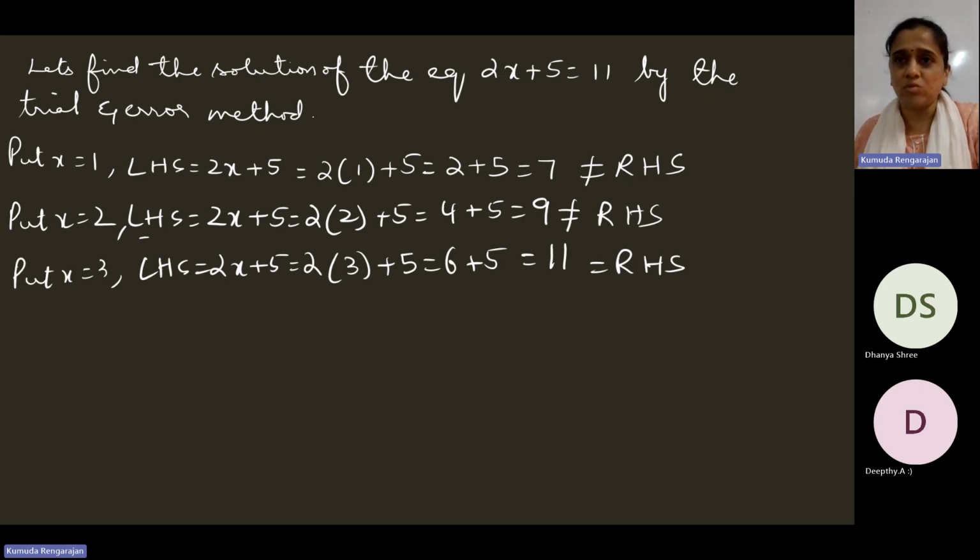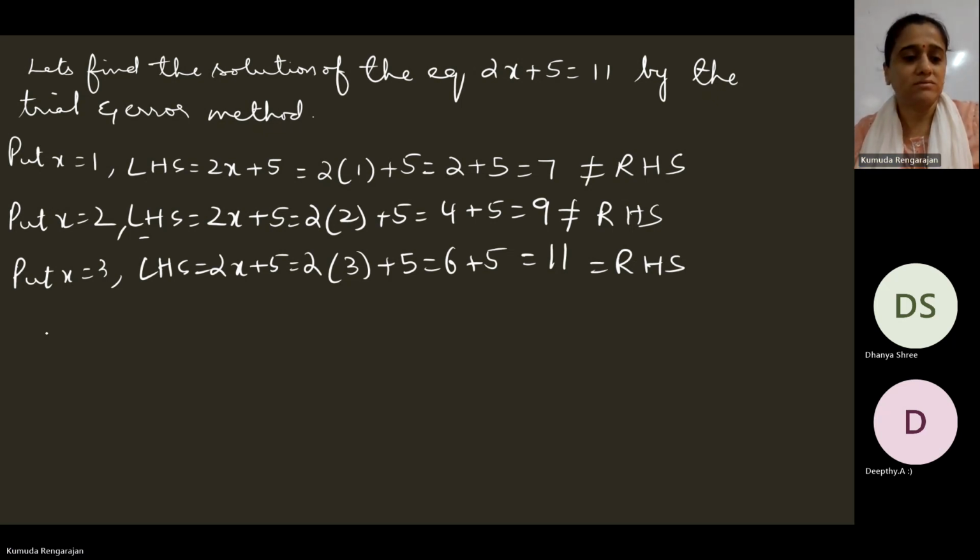So you can see when x is 1, LHS is not equal to RHS. LHS value is 7, RHS is 11. When x is 2, what's the value of the LHS? 9. But what's the value of the RHS? 11, not equal. But when x is 3, the value of the LHS is 11 and the value of the RHS is also 11. The LHS is equal to RHS. So we say that 3 satisfies the equation. So what is satisfying an equation? When the value of the LHS is equal to the value of the RHS. So 3 is that value which satisfies the equation. So 3 is called the solution to this simple equation.